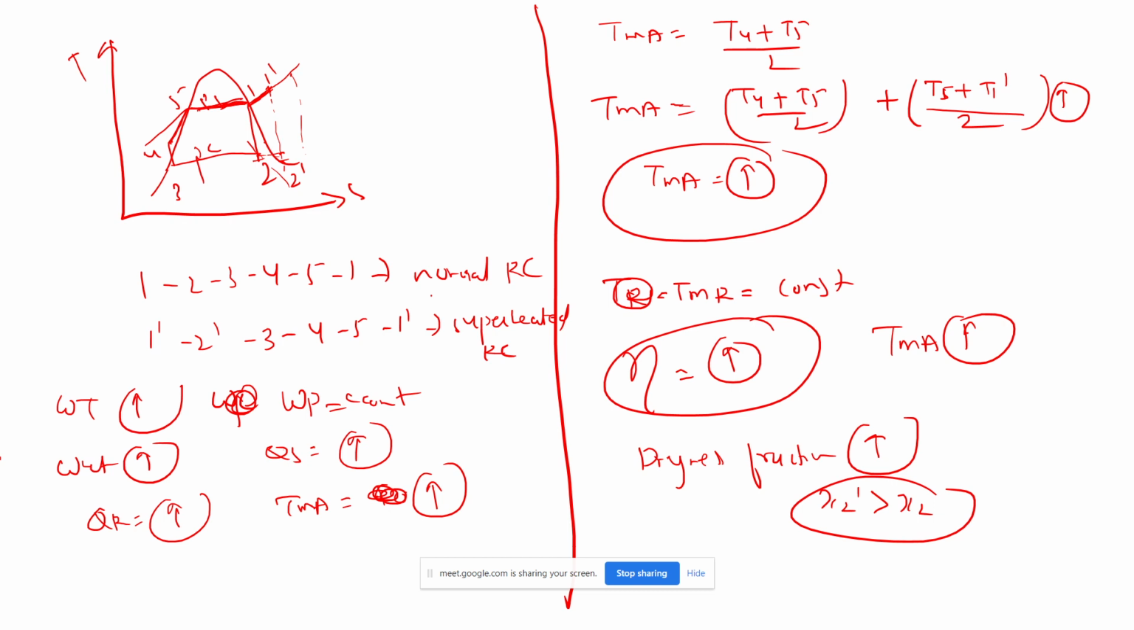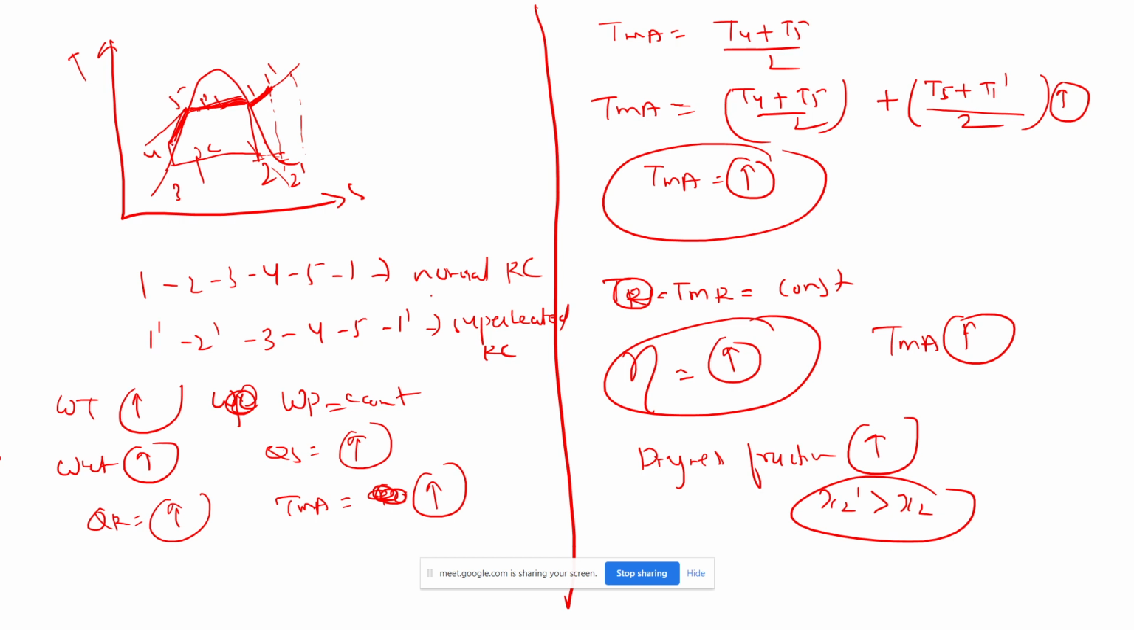Sir, the mean temperature of heat addition means the temperature at which feed water enters the boiler, not at the... But in this case, we consider this, because this portion is also heat addition. This also we have to take into account. This temperature increase and this temperature increase, both we have to consider at the same time here.